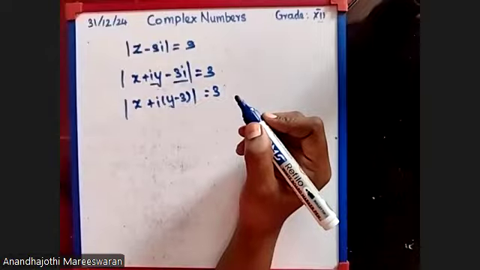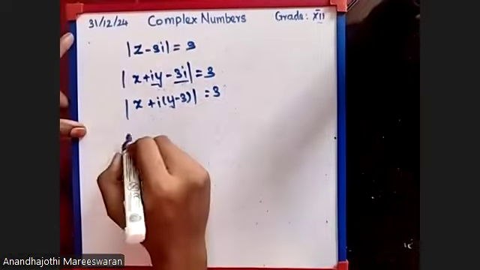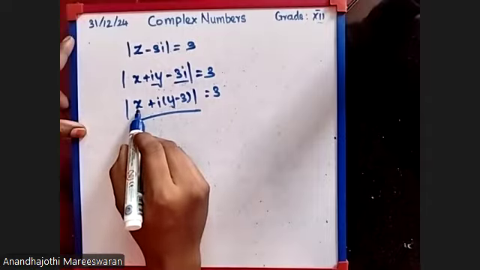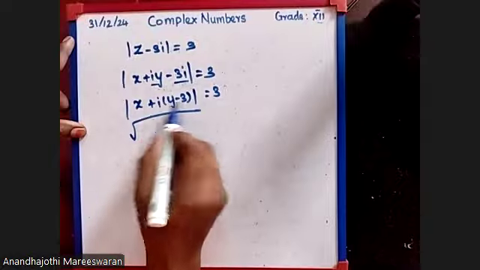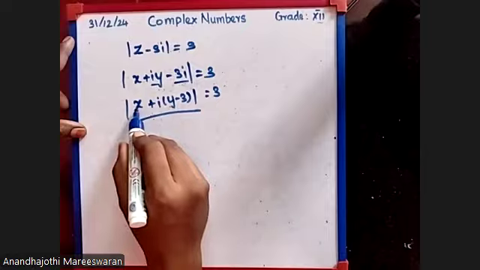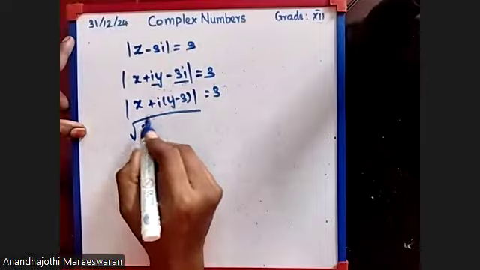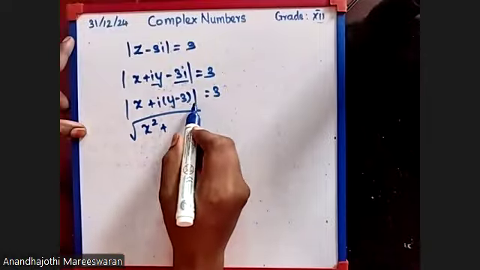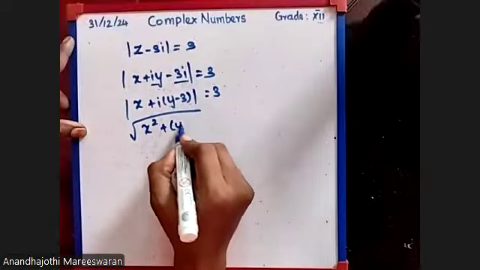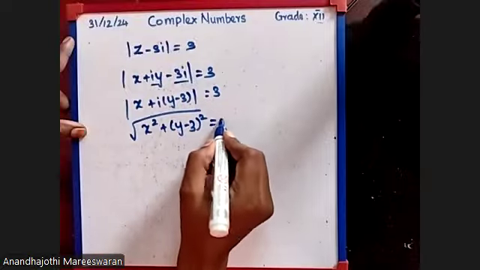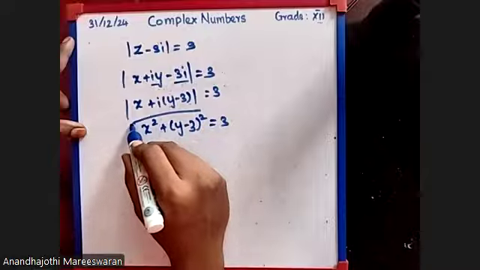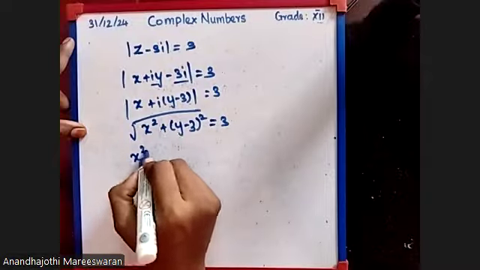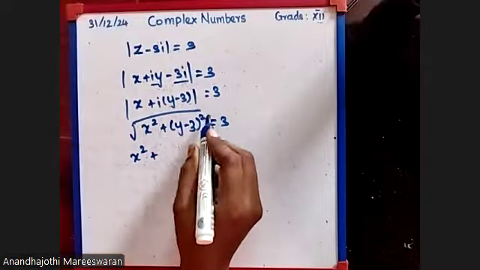For a complex number, the modulus is written as the square root of the sum of the squares of the individual elements. Square root of the real part squared, x squared, plus the imaginary part squared. Who is the imaginary part? y minus 3. So the square root of x squared plus y minus 3, the whole square, equals 3. I am going to move this square root over, so it becomes a square: x squared plus y minus 3, the whole square, equals 3 squared.